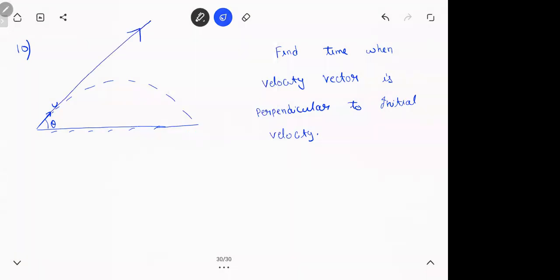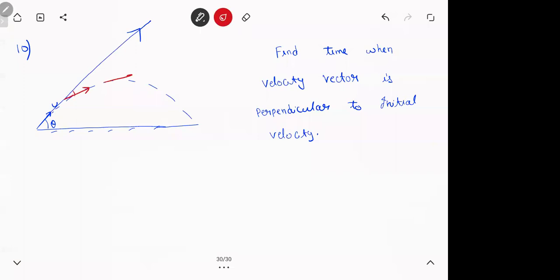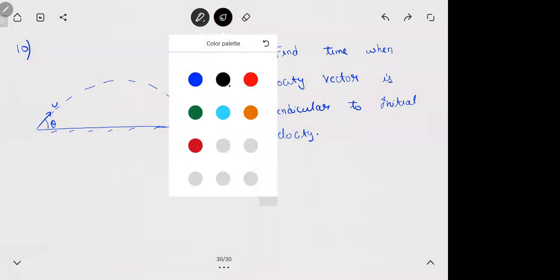Okay, initial direction. As it is going up, is this perpendicular? No. Is this perpendicular? No. At a particular time, this becomes perpendicular. As this is bending, at some instant, this velocity becomes perpendicular to the initial velocity. This happens at what time? That was the question. Find the time when the velocity vector becomes perpendicular to the initial velocity. Because as it goes up, the angle between them is not 90 initially.